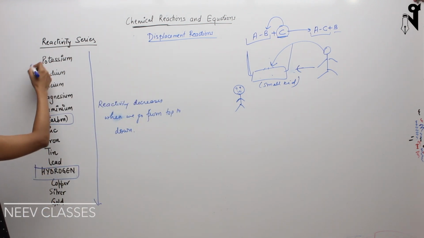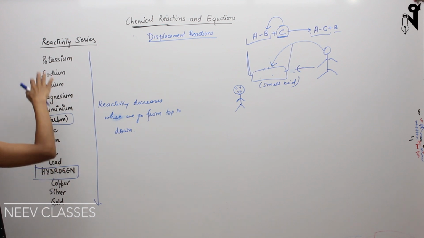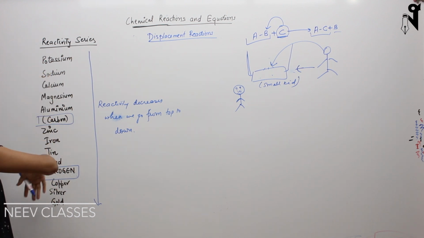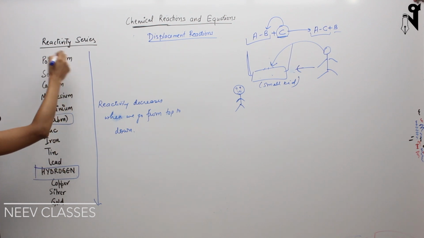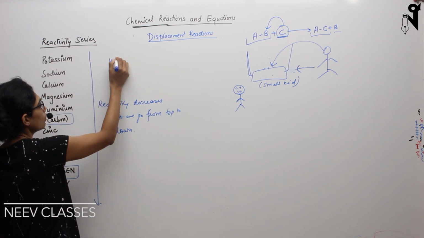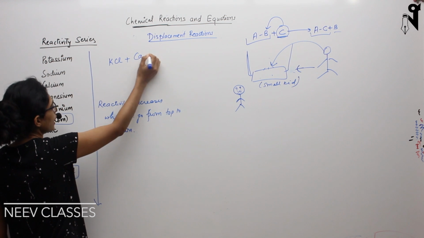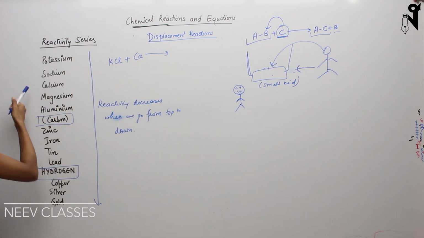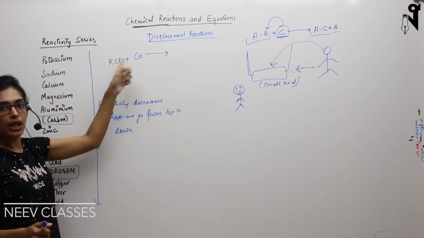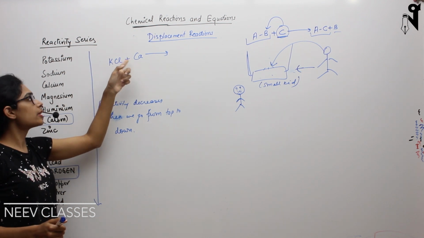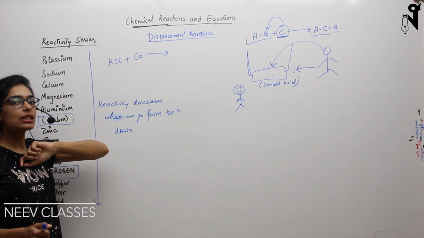when I say that potassium can displace any of the metals or elements over here, if I had potassium with something, let's say potassium with chlorine, and then comes calcium from somewhere, which is lesser in reactivity, will it be able to displace potassium from here? No. Why? Because the reactivity of calcium is lesser than potassium.